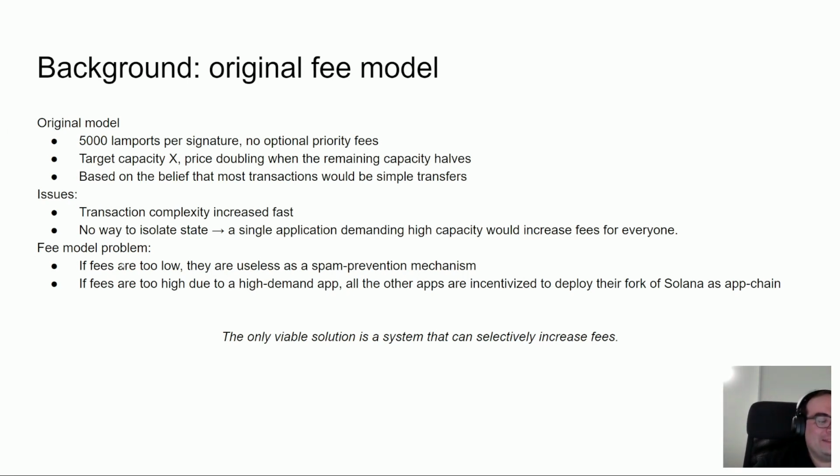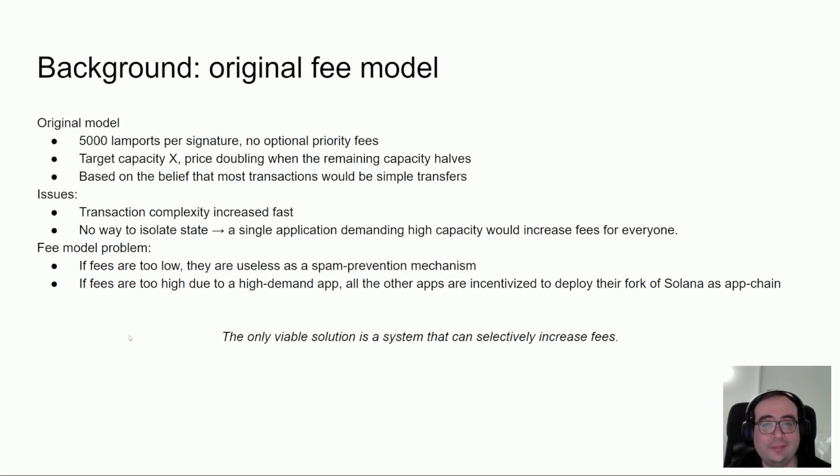So the summary of the fee model problem: the fees in Solana are a spam prevention mechanism. That's the idea, and not only in Solana. That's a big reason why we need fees, if not the reason. If fees are too low, then they're useless, because you're not discouraged from spamming the network, either because there is an economic incentive, like you want to capture some opportunity, or you just want to attack the network. If fees are too low, you have this problem.